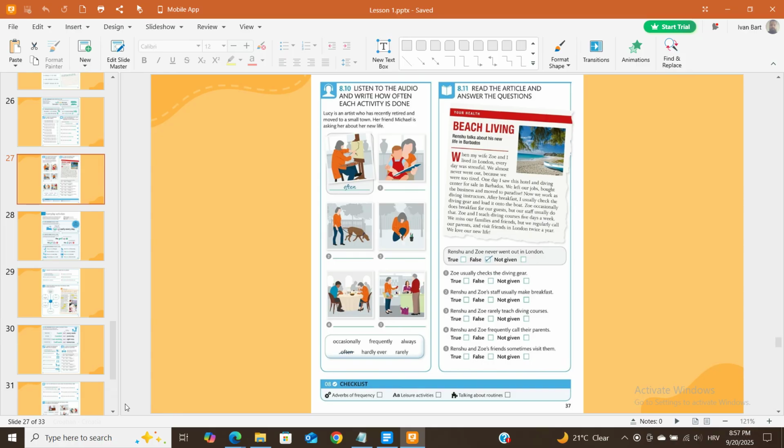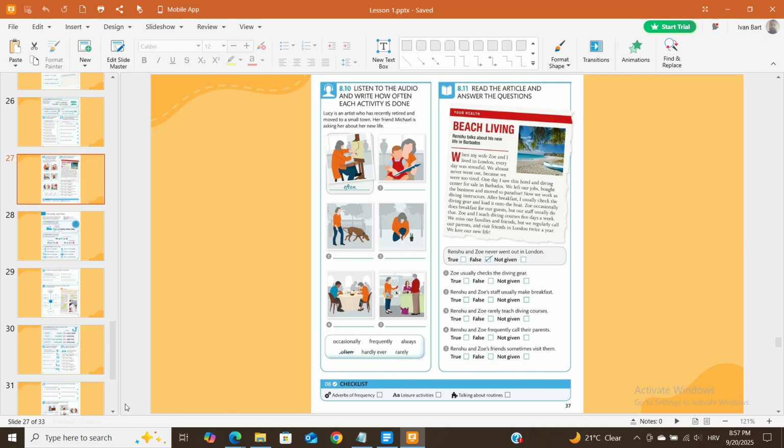Renshu and Zoe never went out in London. True, false, not given. Zoe usually checks the diving gear. True, false, not given. Renshu and Zoe's staff usually make breakfast. True, false, not given. Renshu and Zoe rarely teach diving courses. True, false, not given. Renshu and Zoe frequently call their parents. True, false, not given. Renshu and Zoe's friends sometimes visit them. True, not given, false.